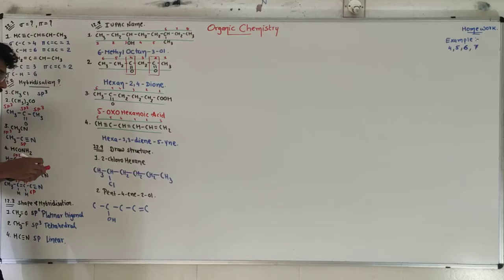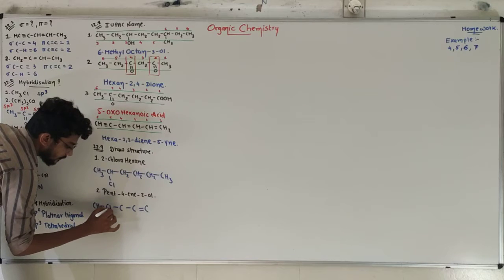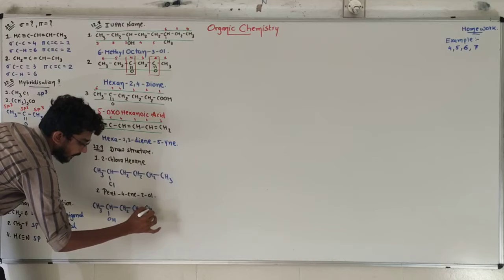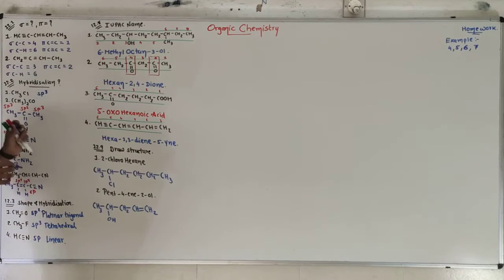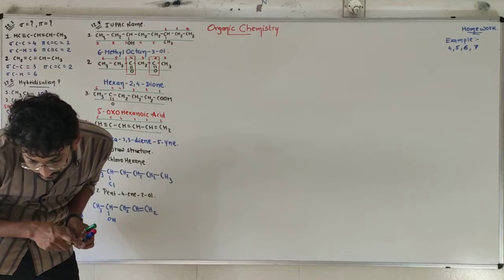Now the remaining bonds go to the hydrogen. So this carbon has one bond, that's why three hydrogens. Over here 1, here 2, here 1 and here 2. That will be our compound pent-4-yn-2-ol.